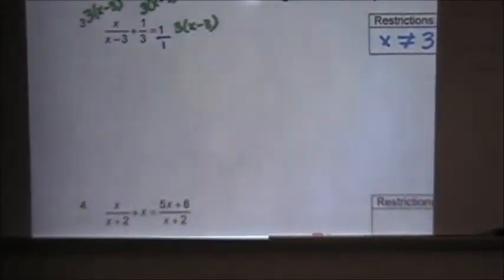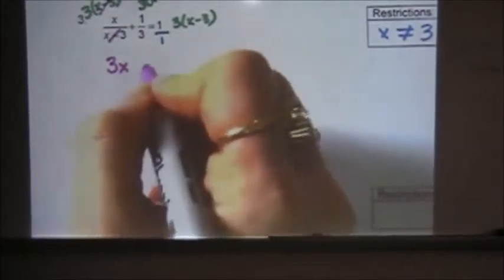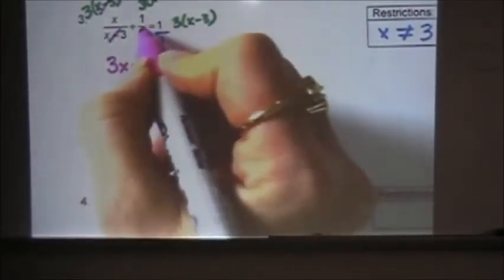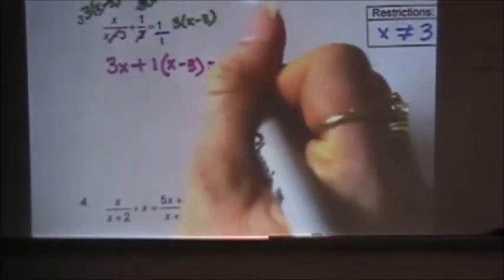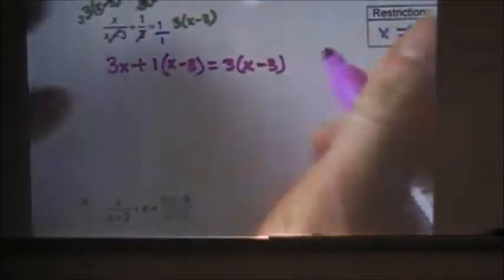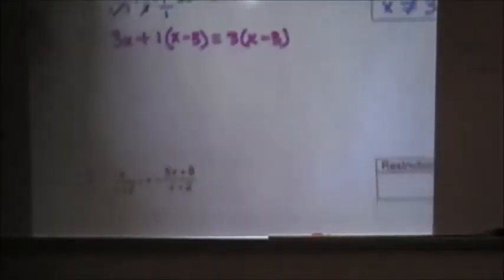Now over here on the left, the far left, my x minus 3's cancel out. So they are gone and leave me 3 times x. In the center, the 3's cancel out and leave me 1 times x minus 3. In my final term, 1 times 3 is just 3 times x minus 3. Now I'll distribute to simplify this.